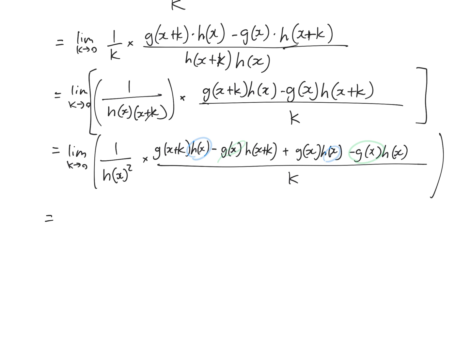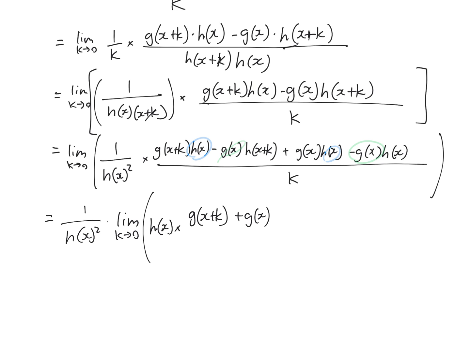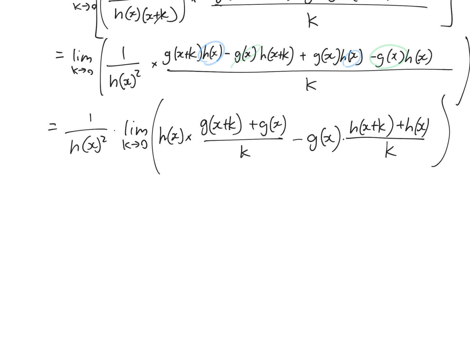So back to the limit. Actually, you know what? I don't have to care about that anymore. I can write this at the front because this is not in the limit anymore. k goes to 0. And okay, let's see. Grouping, very important. So we have h of x multiplied by g of x plus k minus g of x over k, minus g of x times h of x plus k minus h of x over k. Hey, see where I'm going?